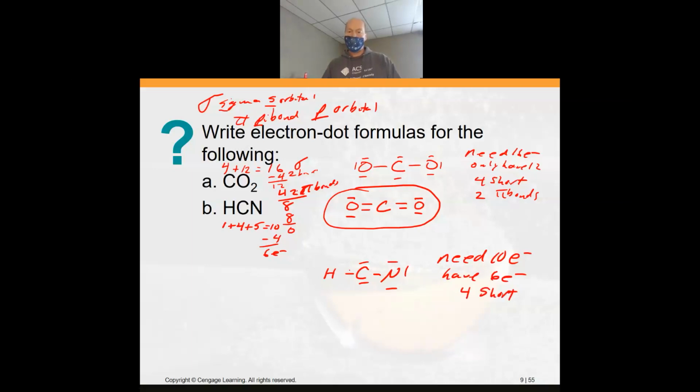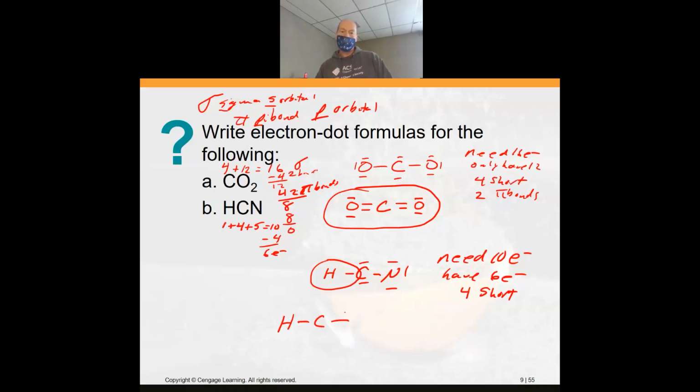Now we cannot put a double bond to hydrogen. This has to always remain as 1 bond to carbon. If that ever changes, it is 100% of the time incorrect. And so you cannot put a pi bond between a carbon and a hydrogen. Hydrogen always has 1 bond.